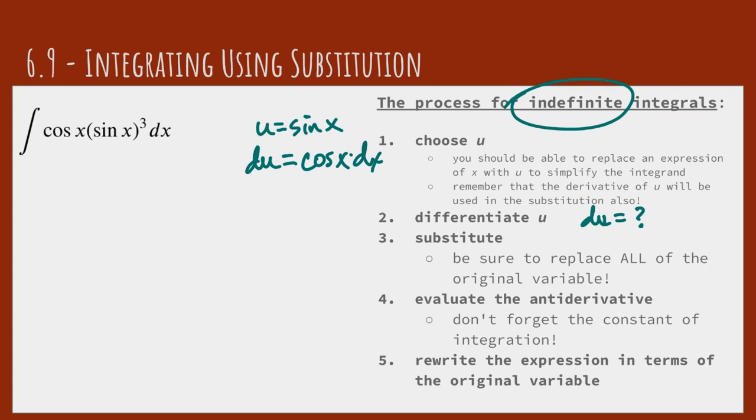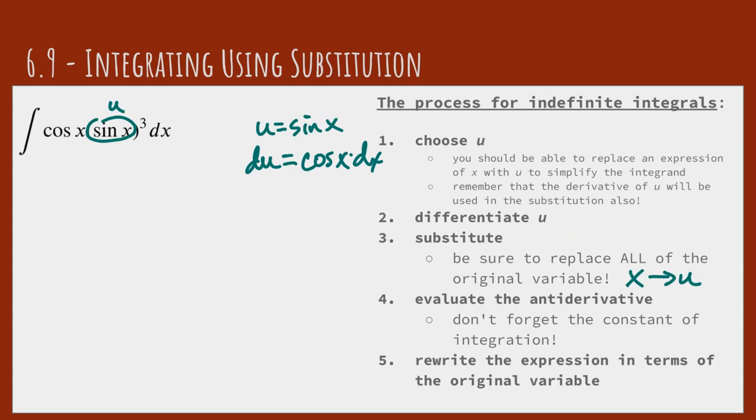And now we want to substitute. So the idea here with the substitution step is we want to replace all of the original variables. So all of the x's need to become u's in this problem. So the sine of x part is really easy. That's just going to become u.